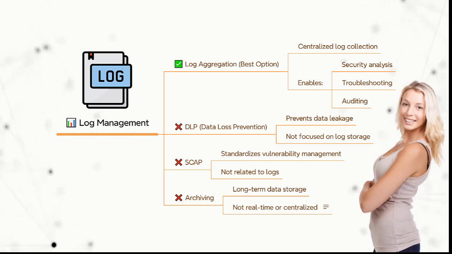Other terms you might hear, like DLP, SCAP, and archiving, don't really apply here. DLP is focused on keeping sensitive data from leaking out of the organization. It's not meant for log collection. SCAP helps standardize how we deal with vulnerabilities, but again, it doesn't help with logging. And while archiving does involve storing data, it's typically for long-term storage and doesn't address real-time, centralized monitoring. That's why log aggregation is the top pick when you want to collect and manage system logs effectively.